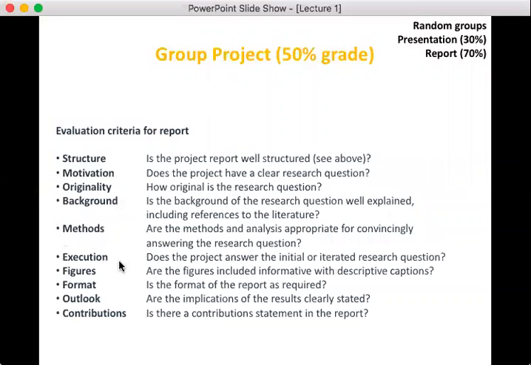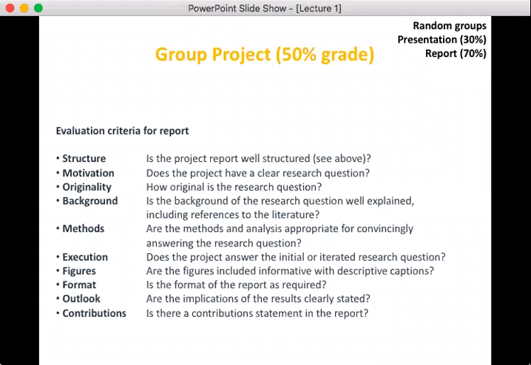And these are the criteria for the project report. Structure again. And the structure is described very carefully in Canvas. It's the format of a scientific article in a very specific format, which is RevTeX. And I guess you have to follow that. And motivation. Do you motivate well the project? Is the project original? I know this is a bit qualitative, but you can ask your tutor about it.